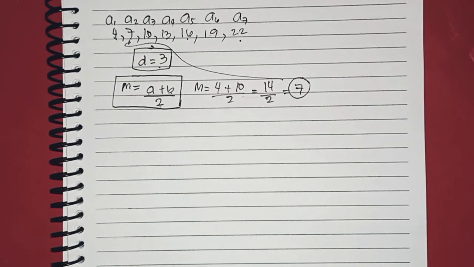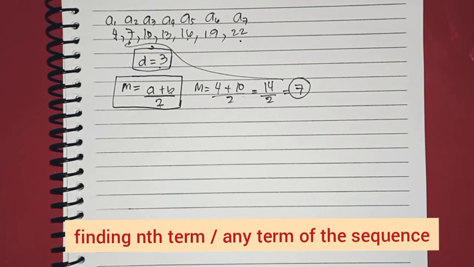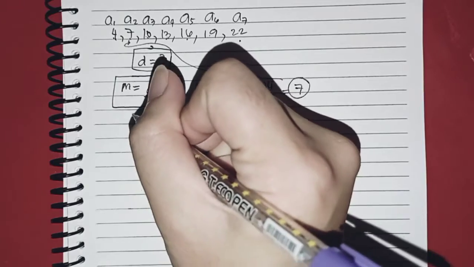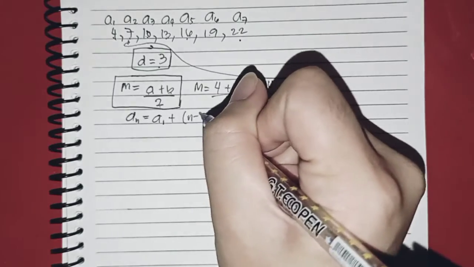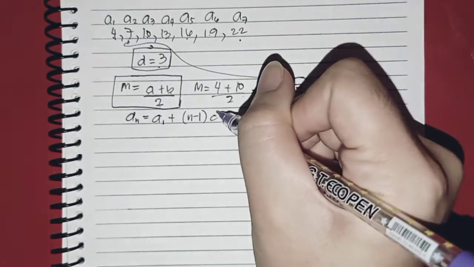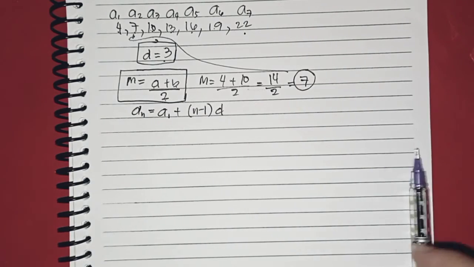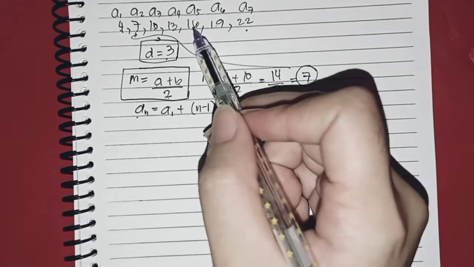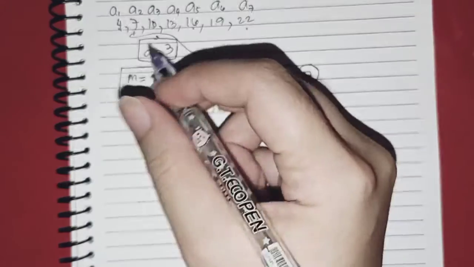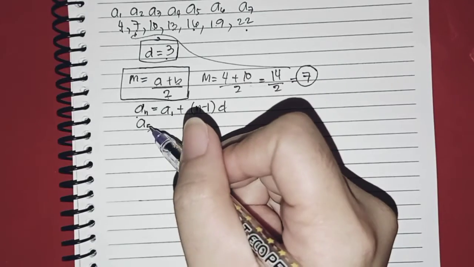Now next, let us try to solve for the nth term or any term of the sequence. And the formula for that is a sub n is equal to a sub 1 plus n minus 1 times d. Let's say we will be finding the fifth term, and our fifth term here is 16. So let's try to solve this using this formula to get 16. A sub 5. Why sub 5? Because again, we are finding the fifth term.